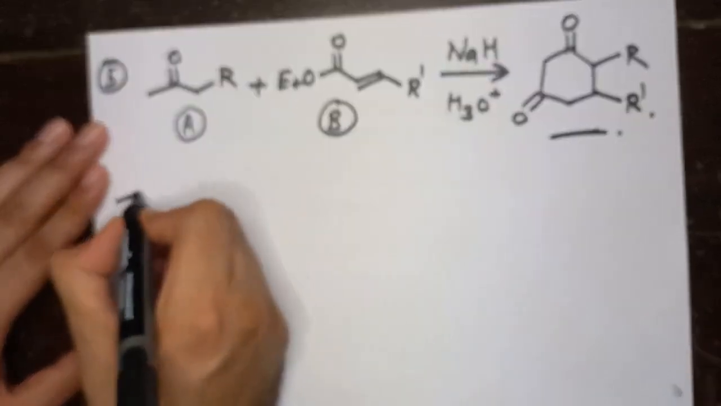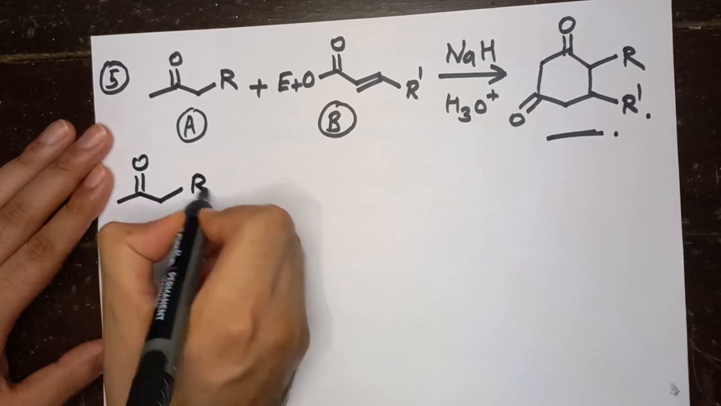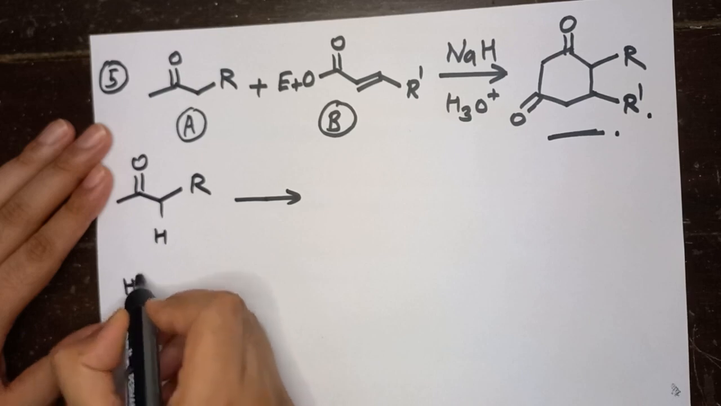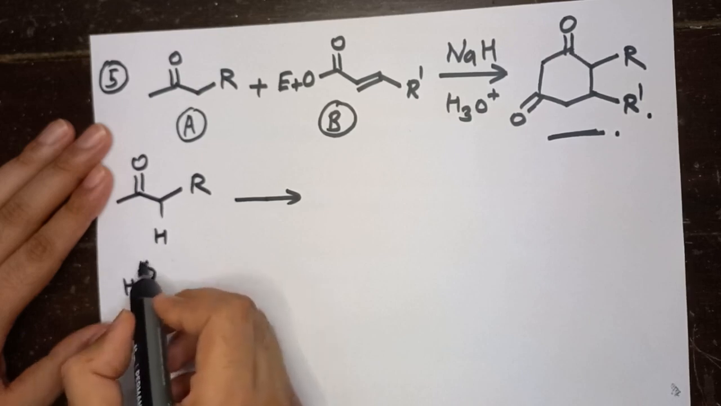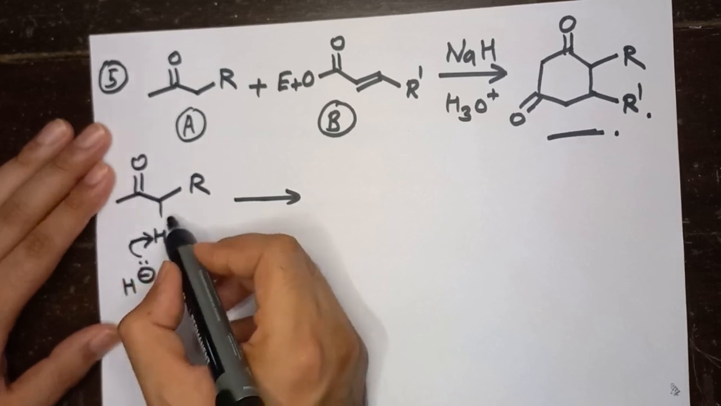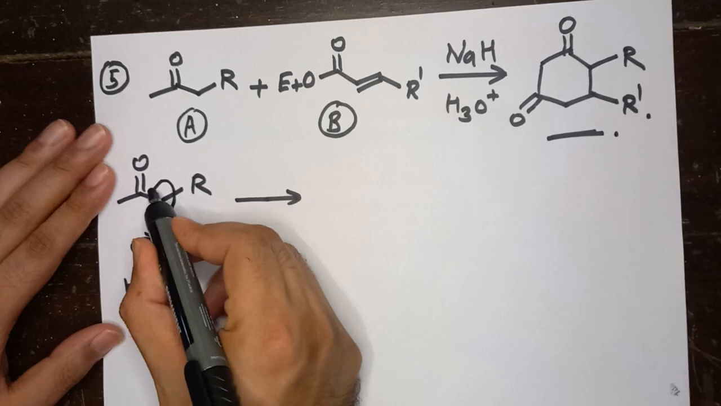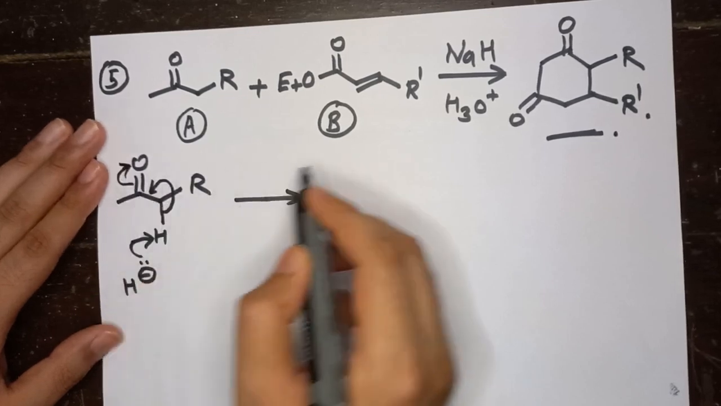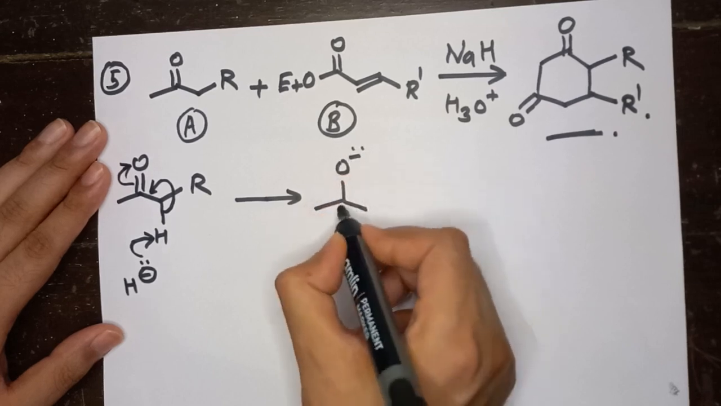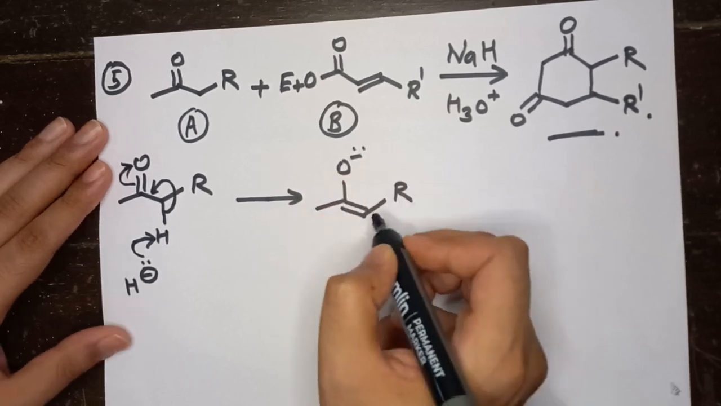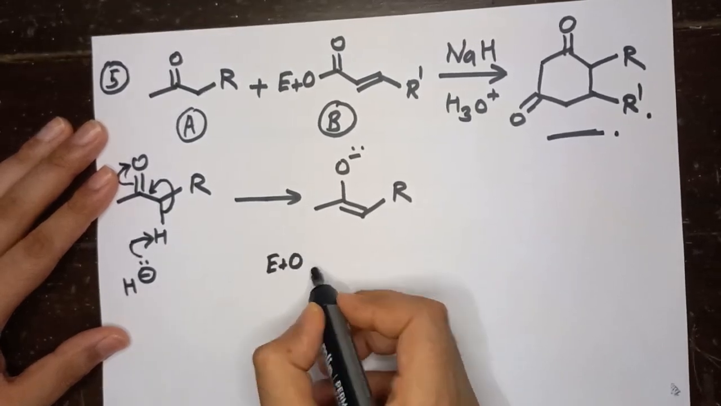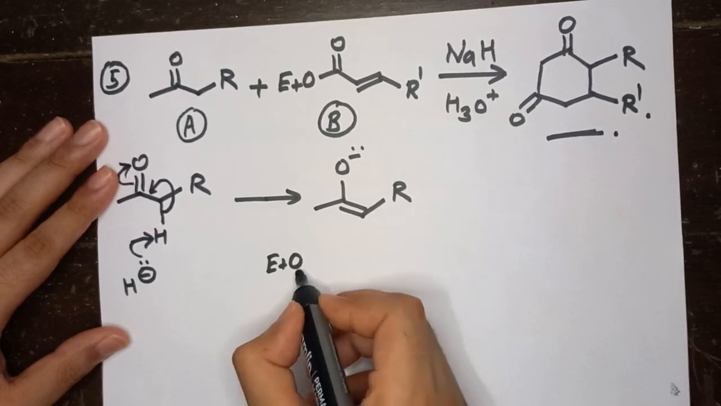Okay, so the molecule A, NaH working as a base. So this H- from NaH will grab this proton and will generate enolate. So we have this reaction. Now the molecule B, we have generated the enolate.